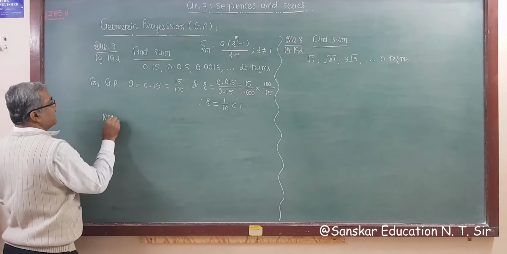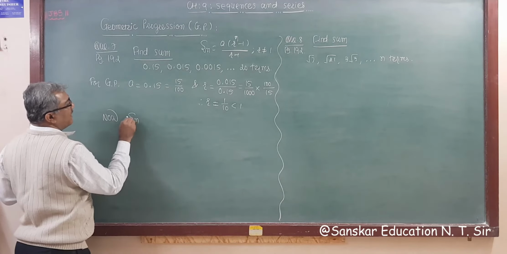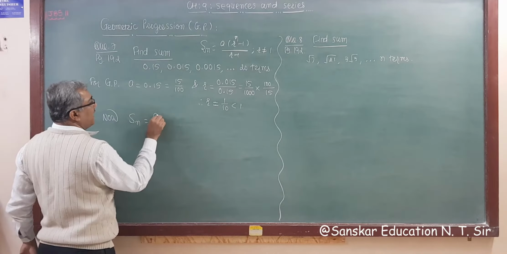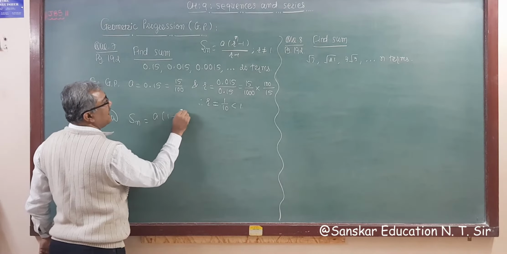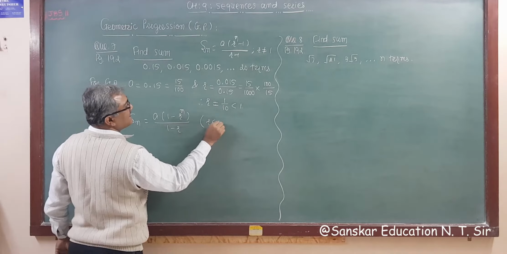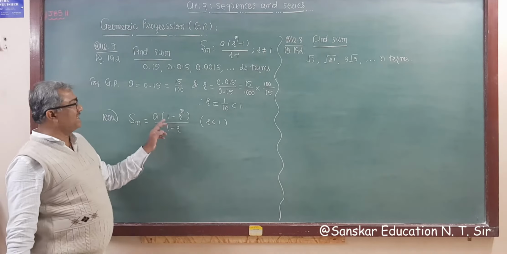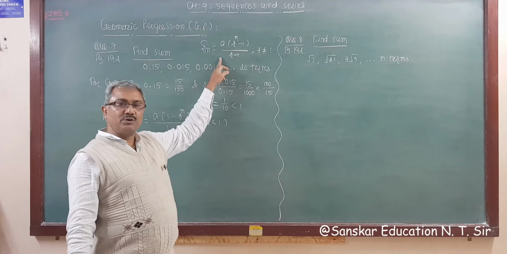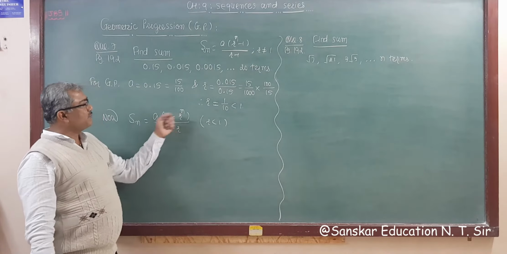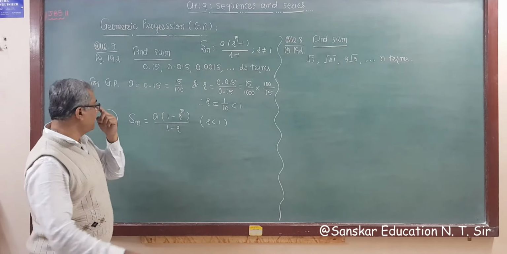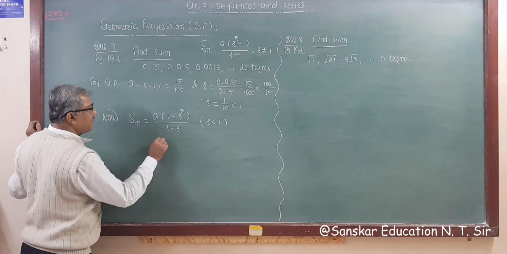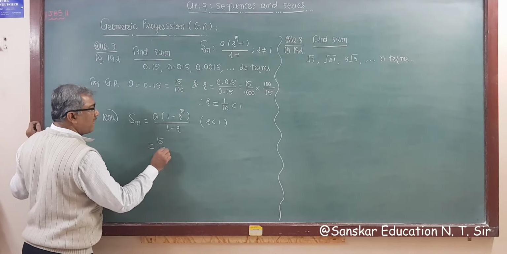So now Sn is equal to a(1 - r^n)/(1 - r), because r is less than 1. So I am applying this formula. If you apply this formula, then no problem at all, right? This can be used here also, use it anywhere; if you take minus common in both, it will be the same. Now a is 15 by 100, so I am substituting a as 15 by 100.